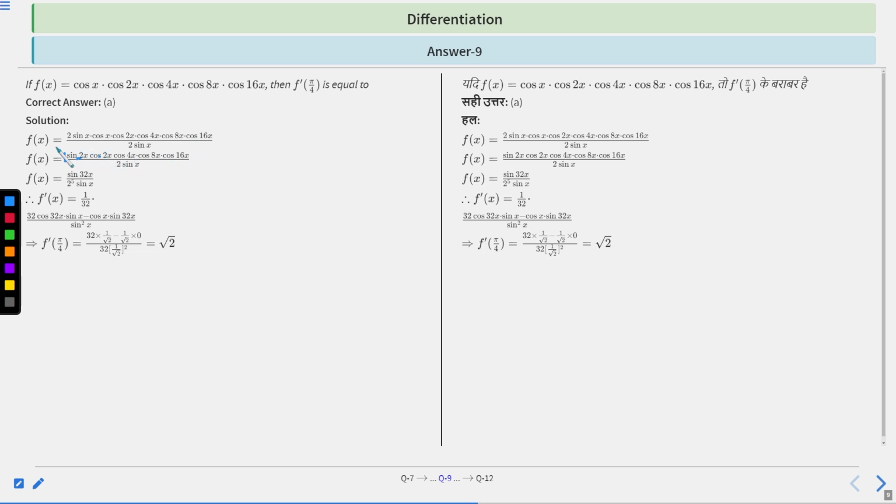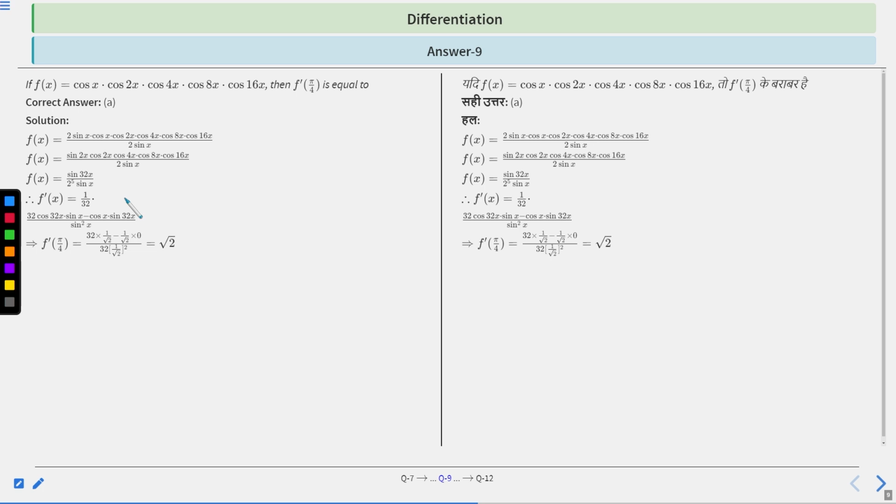Similarly, after simplification, you will get fx as sin 32x upon 2 to the power 5 sin x, right? You will continuously multiply and divide by 2, and apply the formula of sin 2 theta as 2 sin theta cos theta, right? So you will get fx as sin 32x upon 2 to the power 5 sin x. Clear?